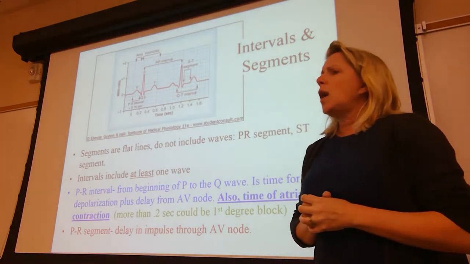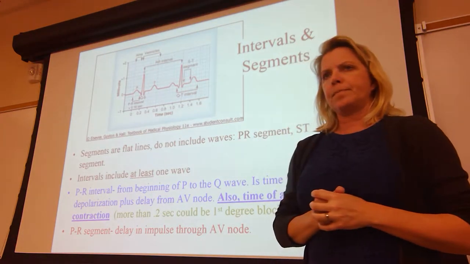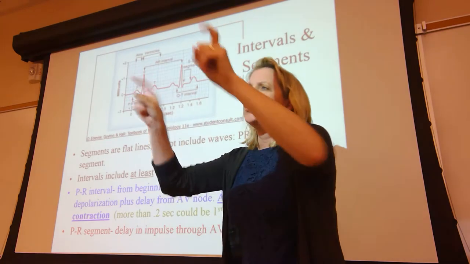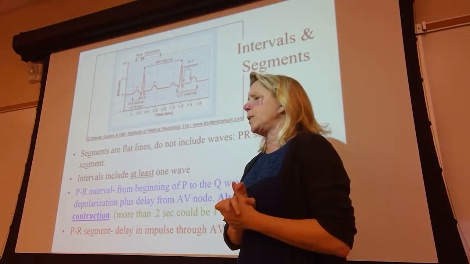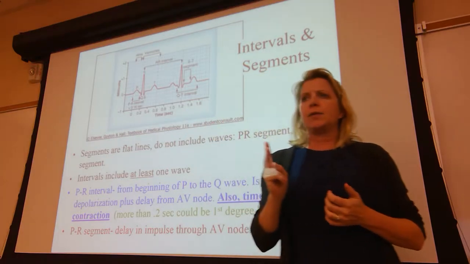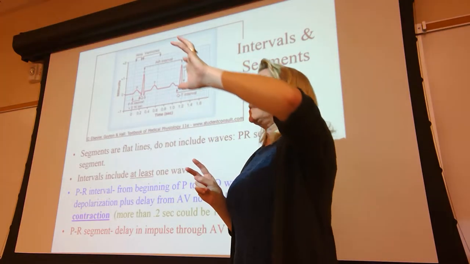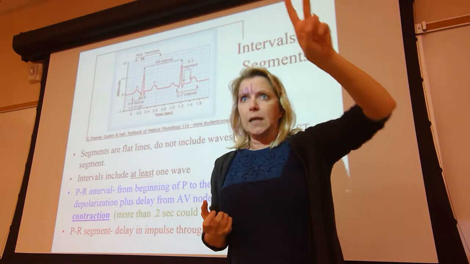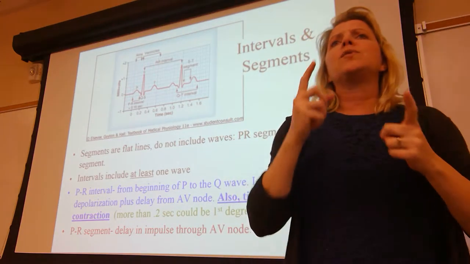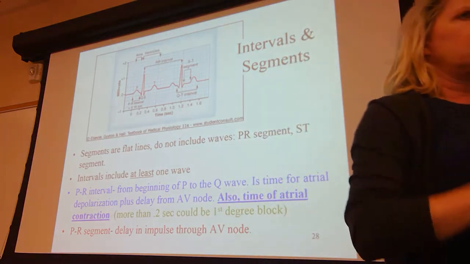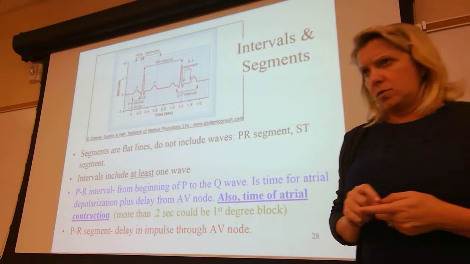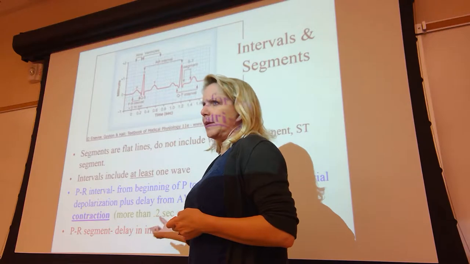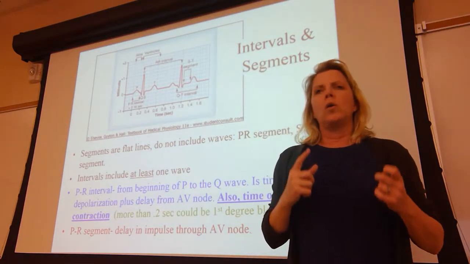Your responsibility is also to know the importance of them. For example, the PR segment represents one of the two delays I told you about before spring break. There are two delays in the heart to allow the atria to have their electrical and mechanical events before the ventricles. The two delays are at the AV node, because those cells are small and they have few intercalated discs. We also have a delay in the bundle of His. The PR segment represents the delay at the AV node only.